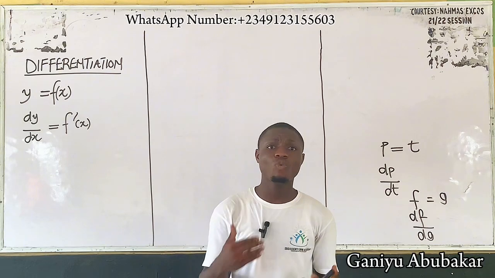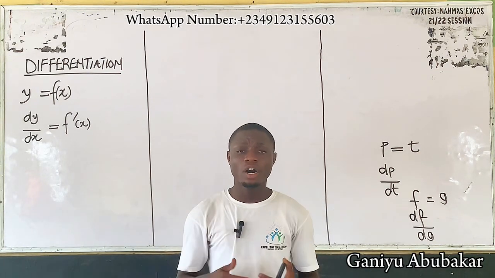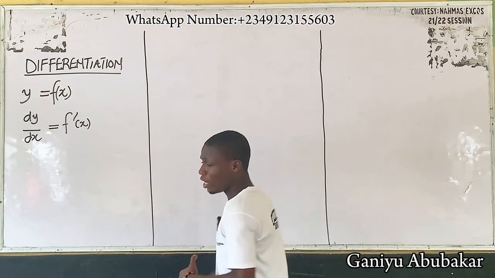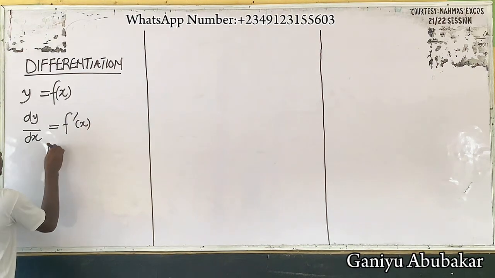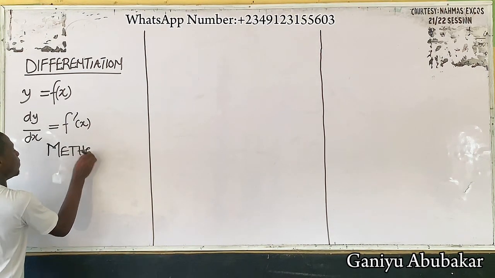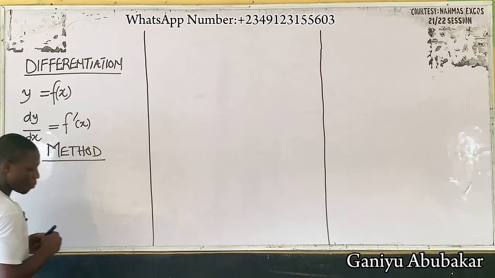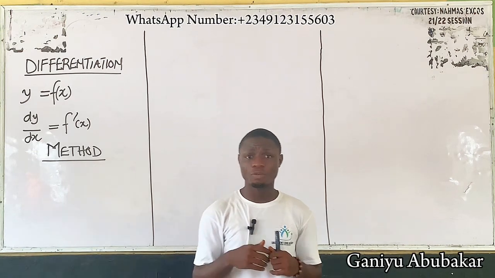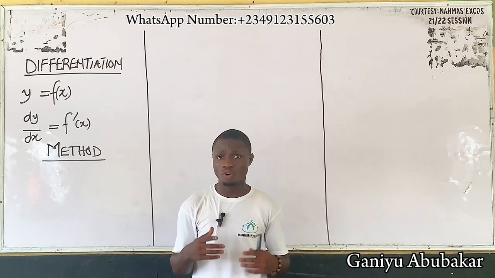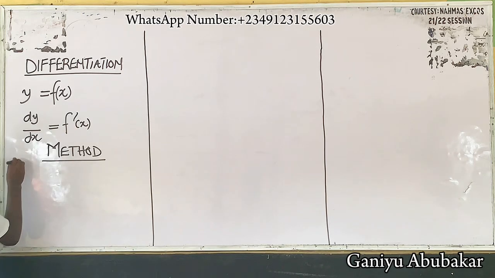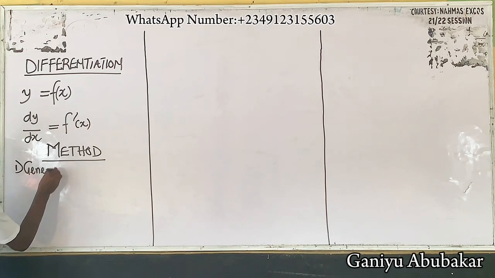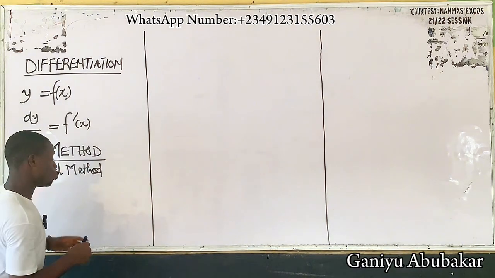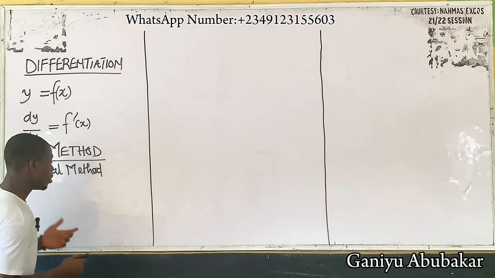We look at these methods one after the other. Basically, let's look at the methods of differentiation. There are close to 6 methods involved in differentiation. Let's list them out and then look at them one after the other. So the first one is called the general method. Some people call it the power method. If you want to, you call it the general method or the power method. So that's the first method.